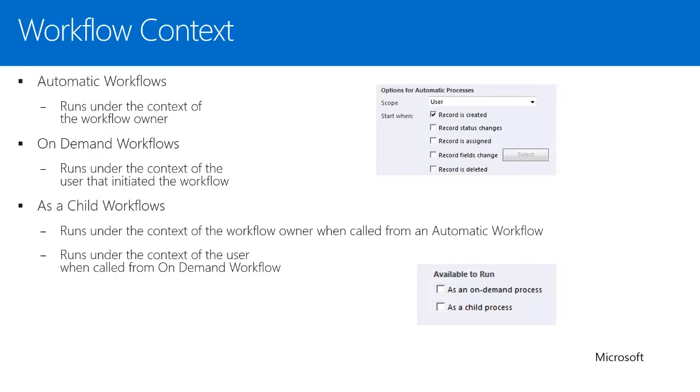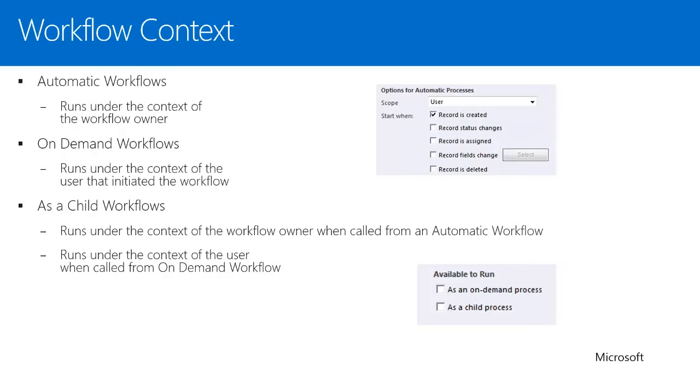For example, automatic workflows will run under the context of the owning user. So I as a system admin or a customizer go in and I create some workflows. And if I'm the owner of those workflows, when they're automatically triggered, those workflows will run under my context. Let's just say my workflow is going to create an account. As long as my permissions have access to create accounts, then that workflow will complete successfully.